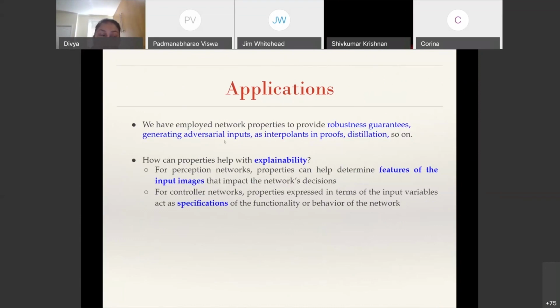However, for perception networks, where the input variables are large and are typically raw pixels of an image, we try to make the explanations more understandable by applying visualization or attribution techniques along with these properties to determine, say, important features of the input images that might impact the network's decisions. For controller networks, on the other hand, where the input variables have more semantic meaning, such as inputs to the controller algorithm, the properties expressed in terms of the input variables directly act as specifications of the functionality or assume-guarantee type contracts for the model behavior.